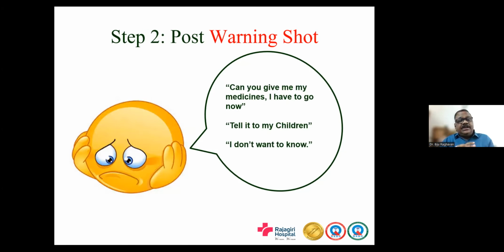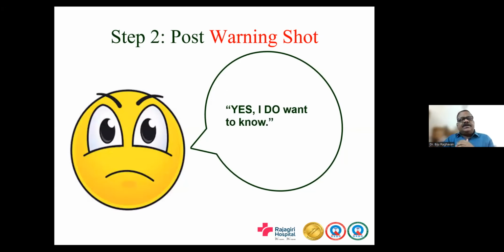And if you see no eye contact, then rest assured, even if the person is not saying anything, the patient is staring at the floor or staring out of the window, rest assured this person does not want to know. If there is another patient who, after the warning shot, looks into your eyes and says, "Yes, I do want to know," no confusion. Here is a patient who wants to know.